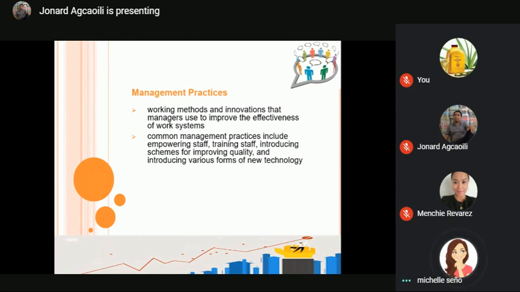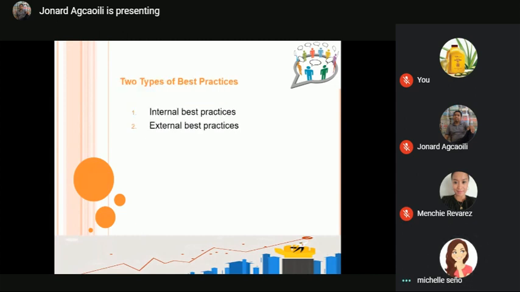Next po, sir. So, 2 types of best practices: internal best practices and external best practices. So, internal practices, ito po yung originated by the internal knowledge management efforts or yung practices po within the organization.